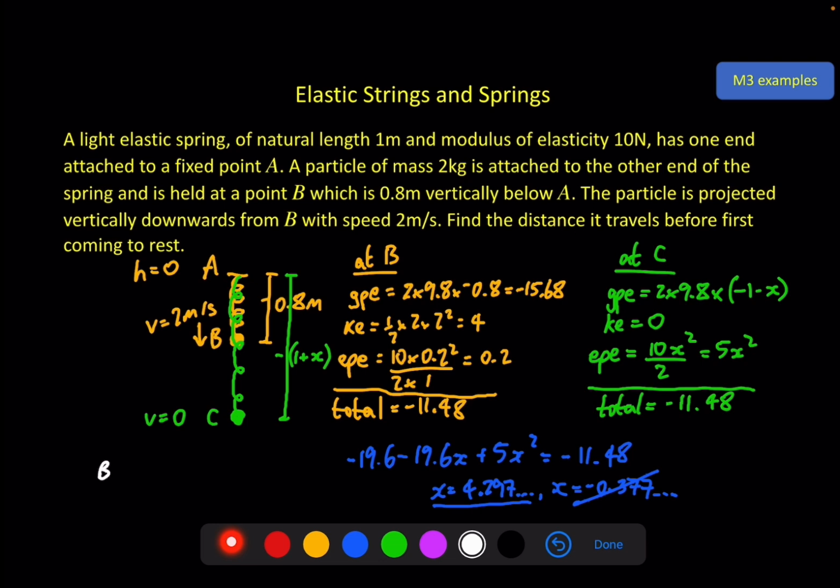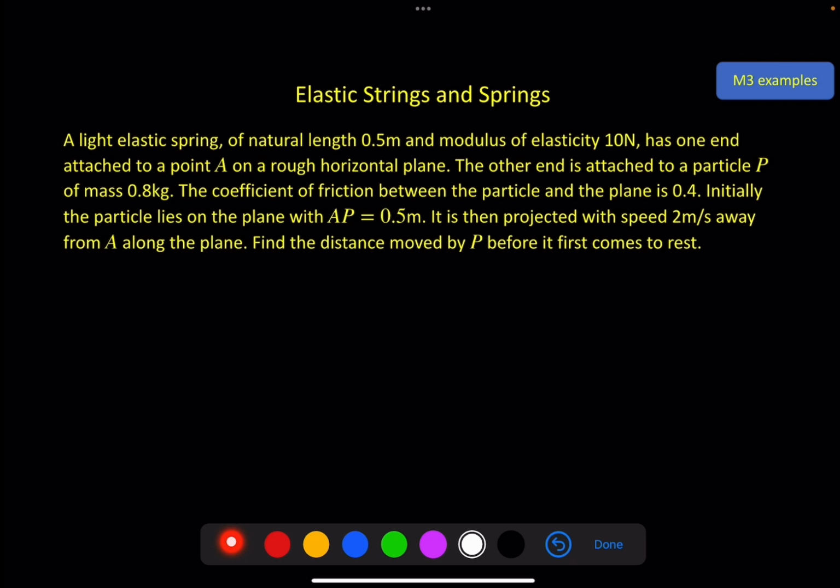So our distance B to C is equal to 4.297... plus the 0.2 meters from the compression to give a final answer rounded to three significant figures of 4.50 meters. Fourth and final textbook example before we do some exam questions.